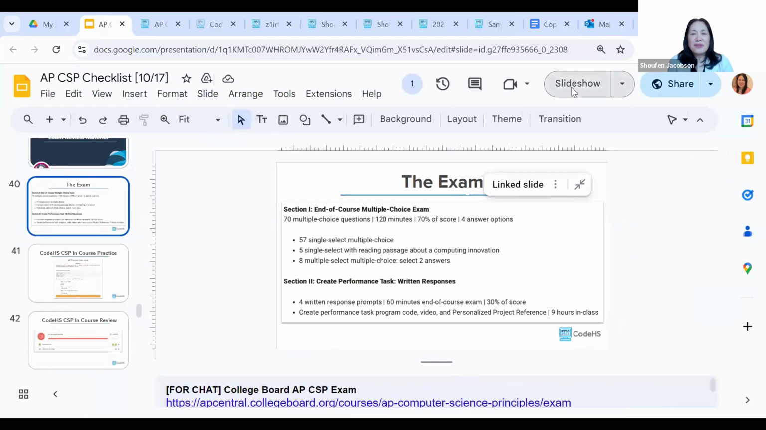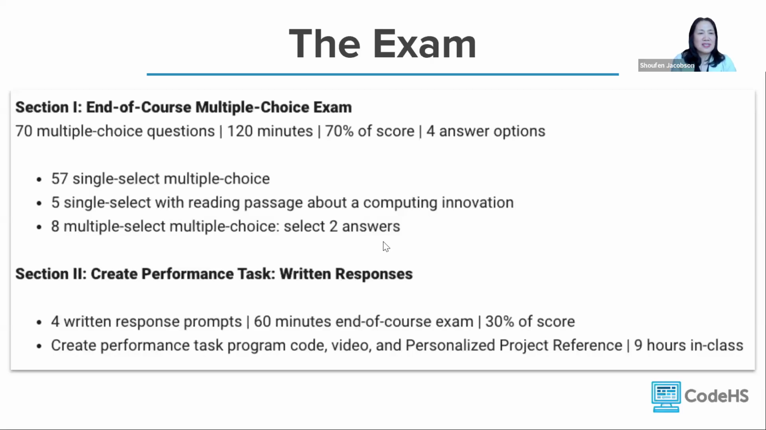And then the exam review, really, what are you going to do? You use the resource CodeHS School have shared. There is a CSP review module I'm going to share with you, but you already know all this: 57 single select multiple choice questions, and 5 single select with a reading passage about computing innovation. This is hard for most of the kids because they see the long passage and then they lose focus of it. We need to train them to do that.